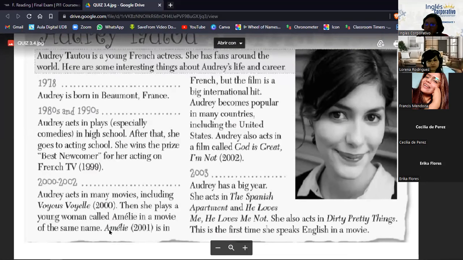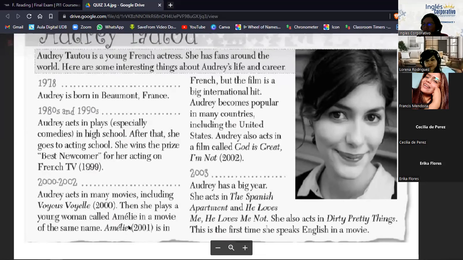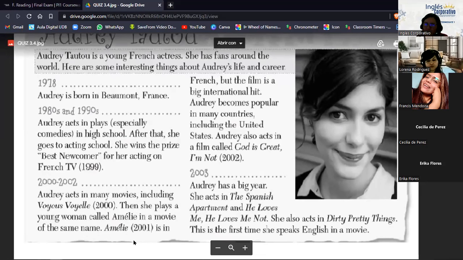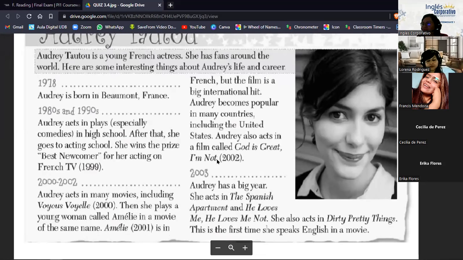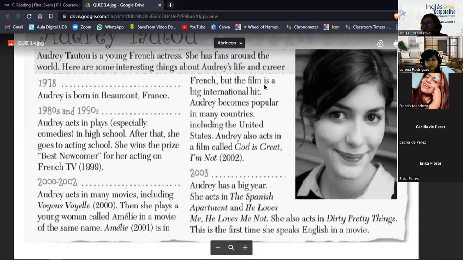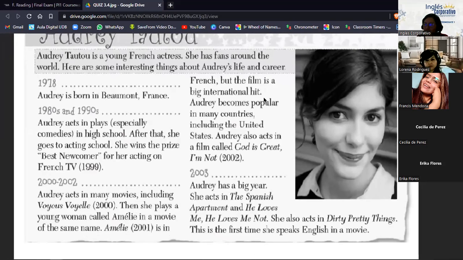Ah, ella es verdad, no había caído que era Amelie. Nunca he visto la película, pero me acuerdo que veía el banner por todos lados. Allá por el 2000, acabar de 2001. It's in French, but the film is a big international hit. Yeah, I remember that. It's super famoso.